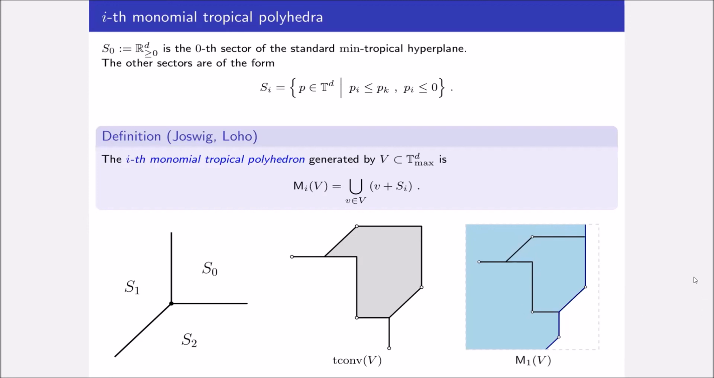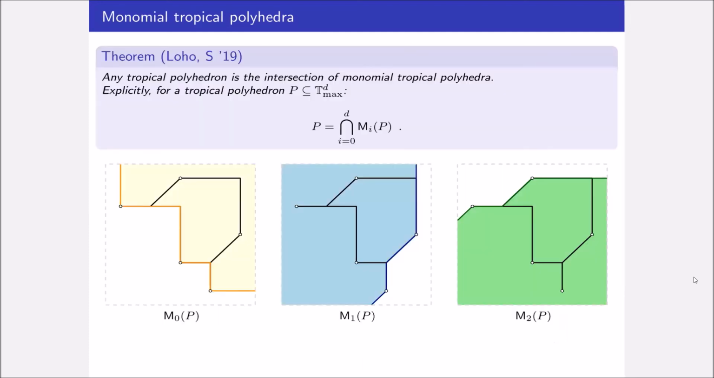But if I do this for all i from 0 to d, then I end up with pictures that look like this. So here is the 0th monomial tropical polyhedron. Here's the first, here's the second. And what Georg and I showed is that if you take the intersection of these, well, we just end up back with our original polyhedron. So for any polyhedron, you can take the monomial tropical polyhedra over it, intersect them all, and you arrive back at your original polyhedron. Why is this useful?